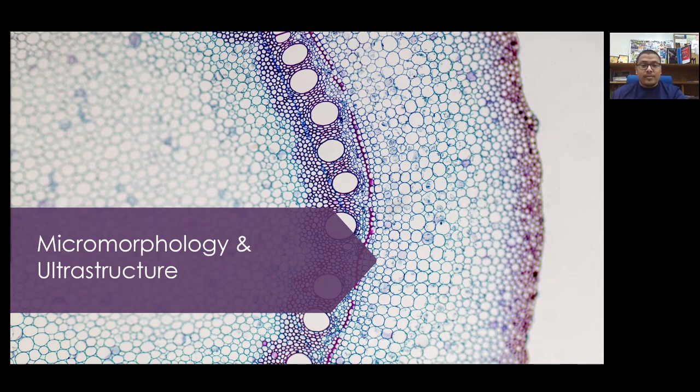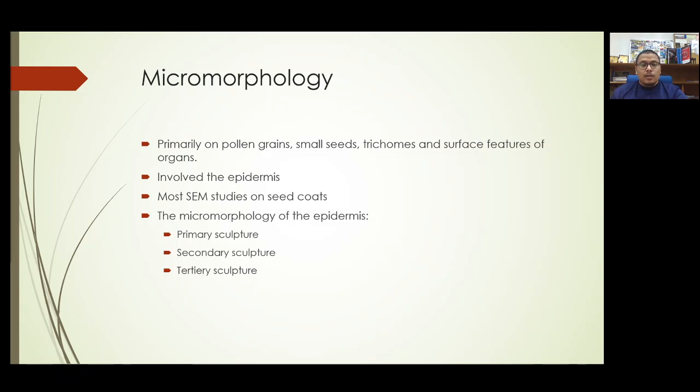SEM, whereas the ultrastructure, or the minute details of cell contents, has been studied through transmission electron microscopy, or TEM. So, SEM studies have been made primarily on pollen grains, small seeds, trichomes, and surface features of various organs. In most of these organs, the studies involve the epidermis.